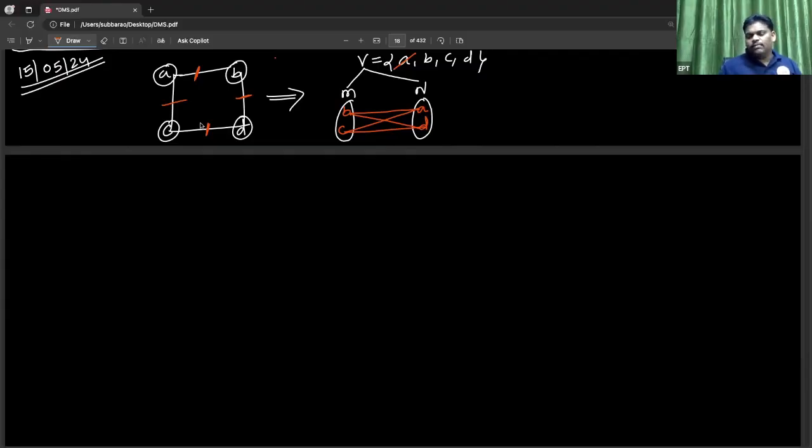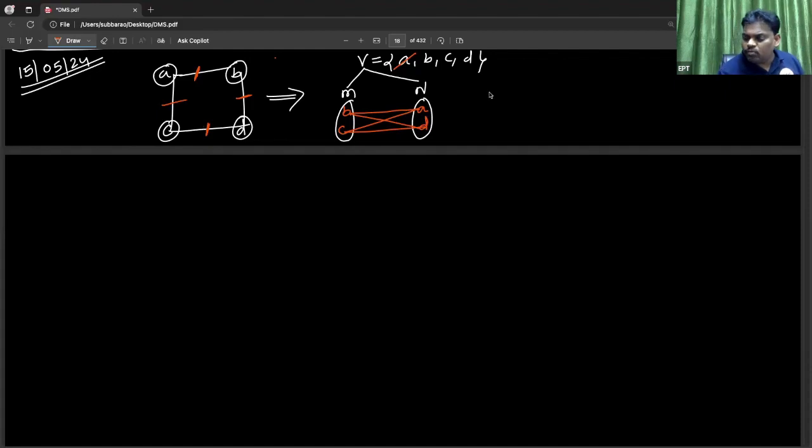Now, if you observe clearly, at the end of all the edges, within the M, no edge. Within the N also, no edge. Within the M only, A to C, B to C, no edge. Within the N also, no edge. Always edge from M to N.